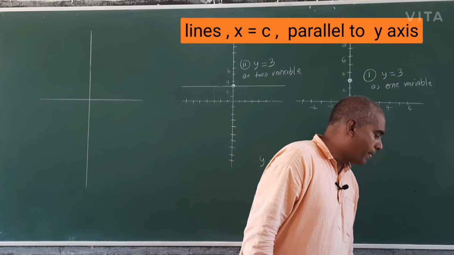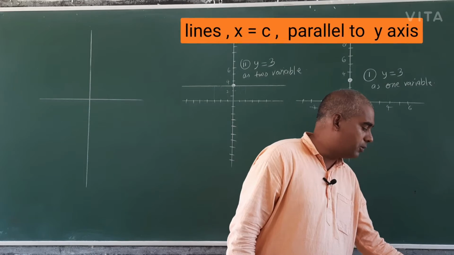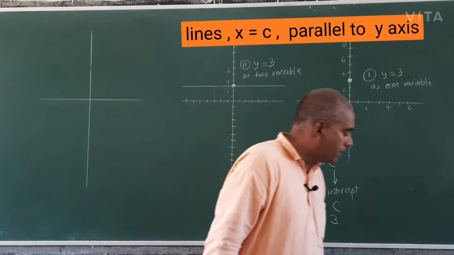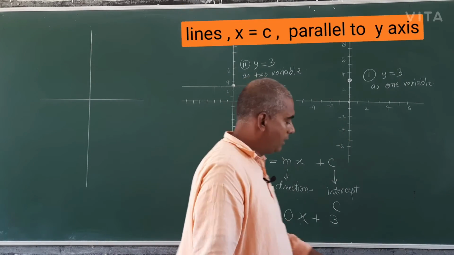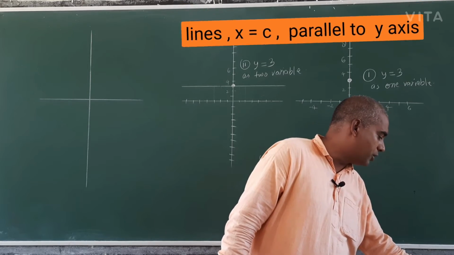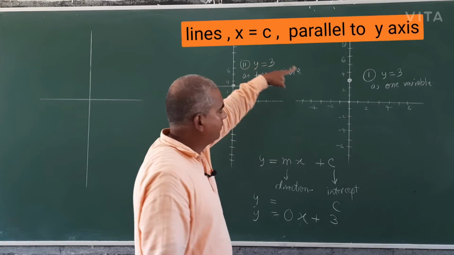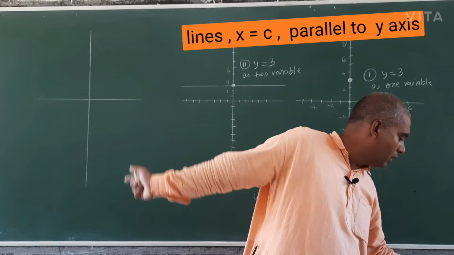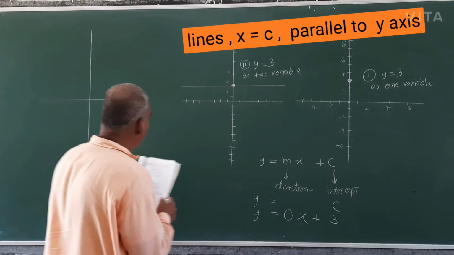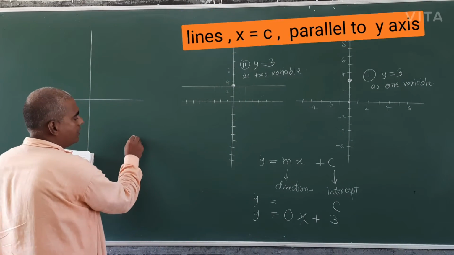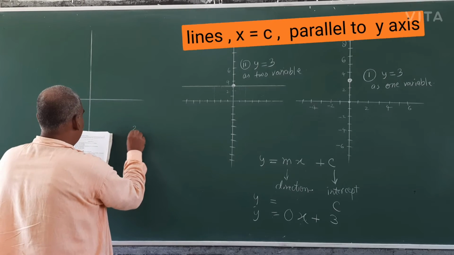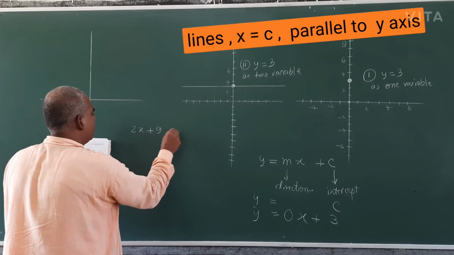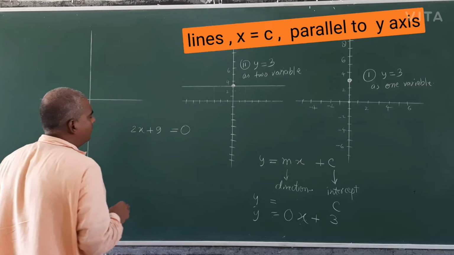And similarly you can draw in question number 2. This was question number 1, and I am solving question number 2. Give the geometrical representation of. The question is 2x plus 9 is equal to 0.